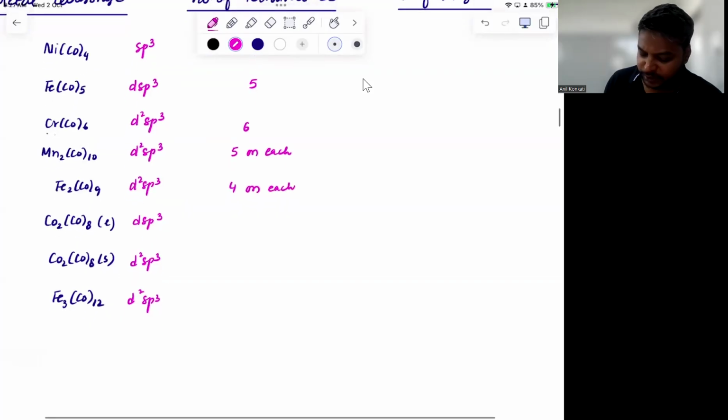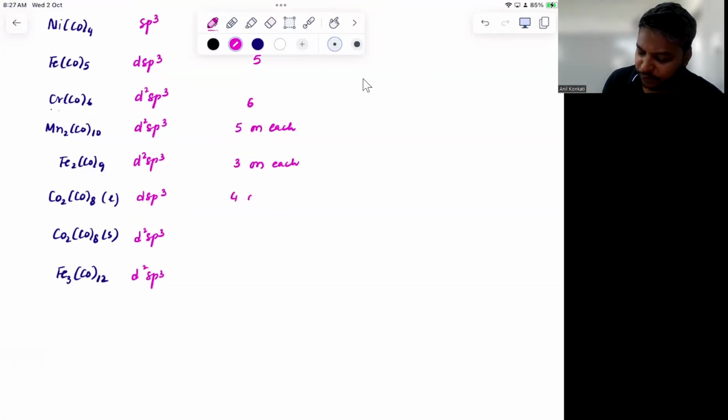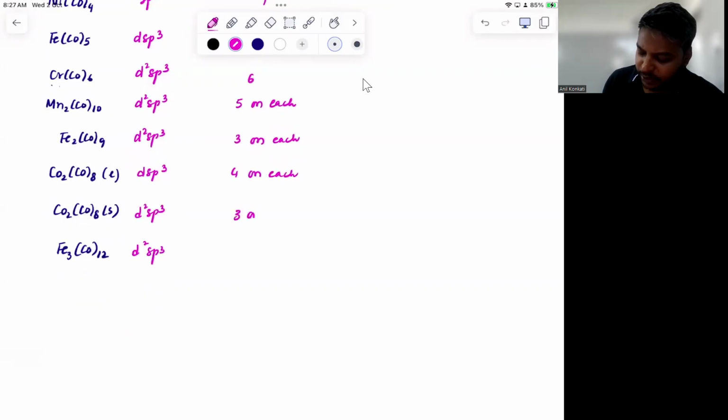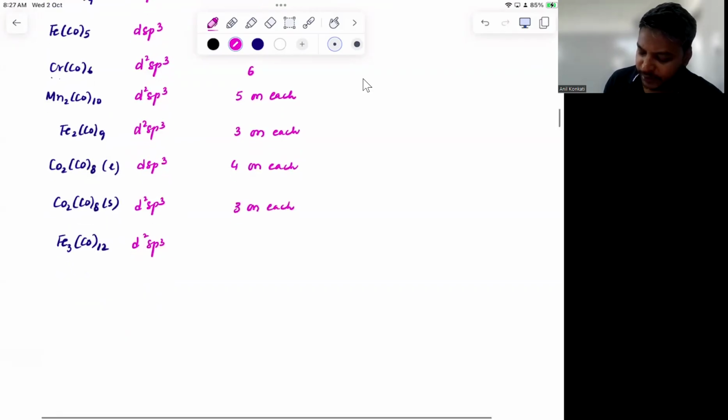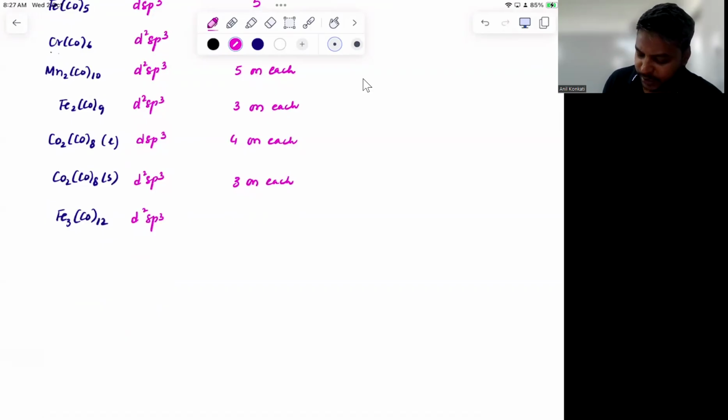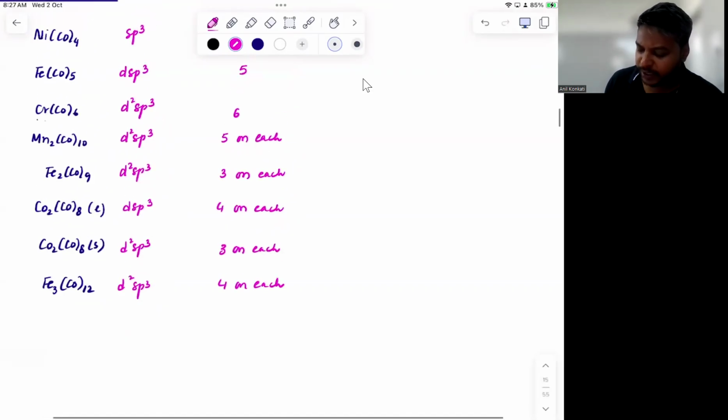4 on each side. Yeah, sorry, 3. 3 on each side. The center again will have 3. Here 4 on each side. Here 3 on each side in solid state. And lastly, we will have 4 on each side, each of iron.